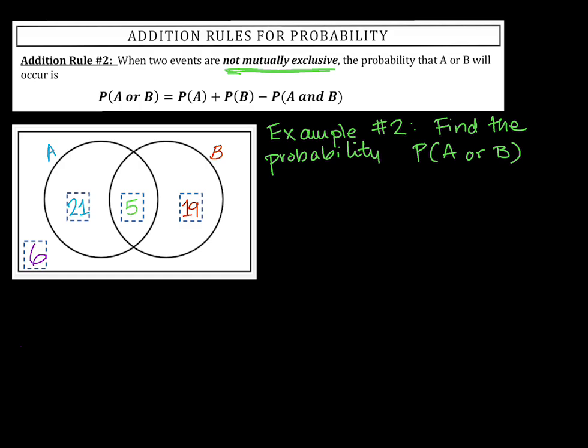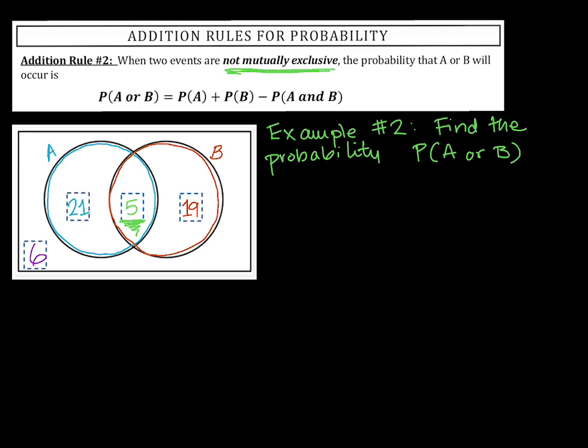And so that's right here in the intersection. A and B share 5 elements, so they're not mutually exclusive. In order to calculate the probability of A or B, we have to account for the fact that these 5 are in A. So the 21 and the 5 are both in A, and the 19 and the 5 are both in B. So the 5 is counted in both of them.